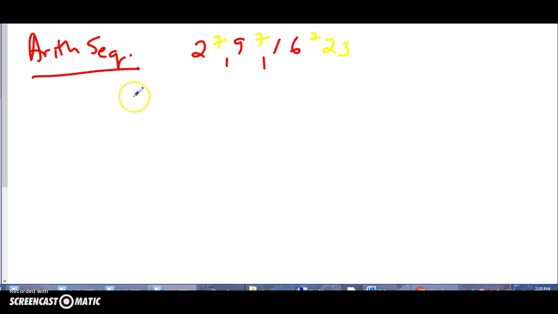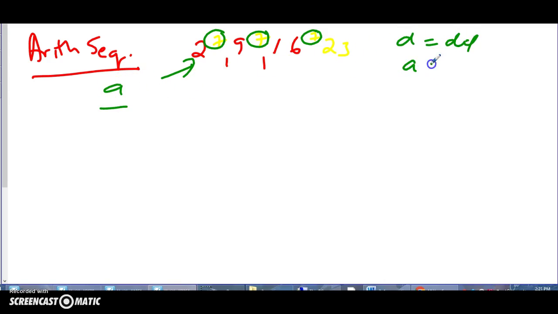Okay, so the common difference we call D. Okay, so that's the common difference here. That's D. And the first term is what we call A. So our common difference is D. That's the difference. Makes sense. And A is our first term. So we look at this here and we want to come up with a way to figure out each term.